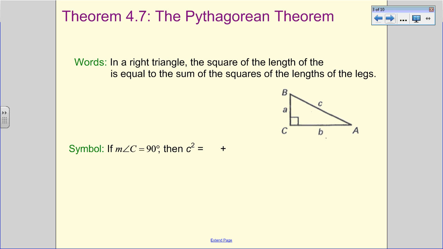The Pythagorean theorem. In a right triangle, the square of the length of the hypotenuse is equal to the sum of the squares of the lengths of the legs. So sum means we're adding the squares of the legs. So if C is 90 degrees, so if we have that right triangle, then C squared, the hypotenuse, is equal to leg squared, so A squared, plus the other leg squared, B squared. So C squared equals A squared plus B squared.